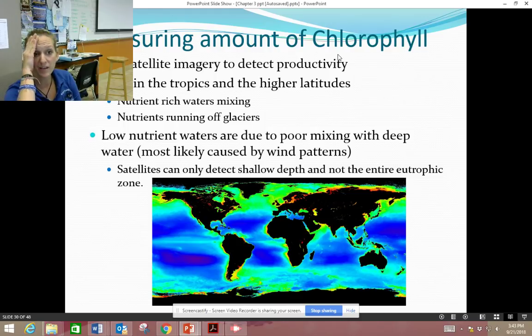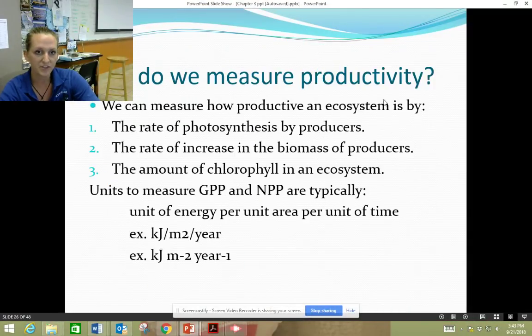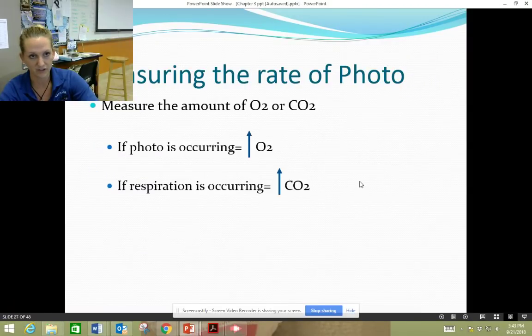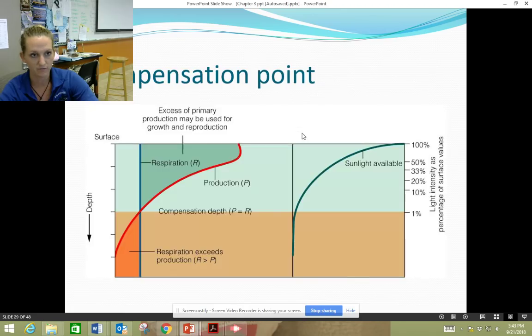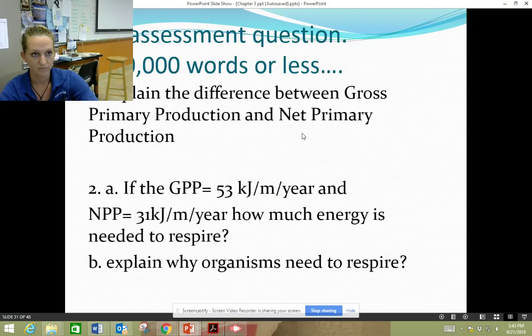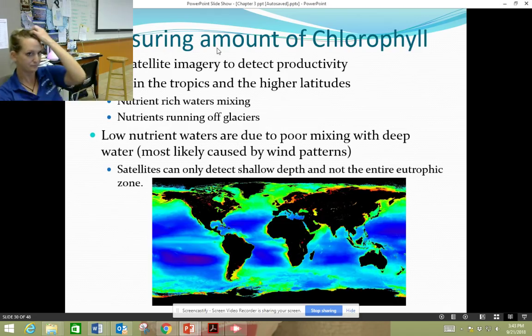How can we measure the amount of chlorophyll? We can use satellite imagery. And I'm going back to this slide. I said, how do we measure productivity? We just talked about looking at the rate of photosynthesis, looking at the rate of biomass in producers, and now looking at the chlorophyll in an ecosystem. We can use satellite imagery like we did in the beginning of the notes.